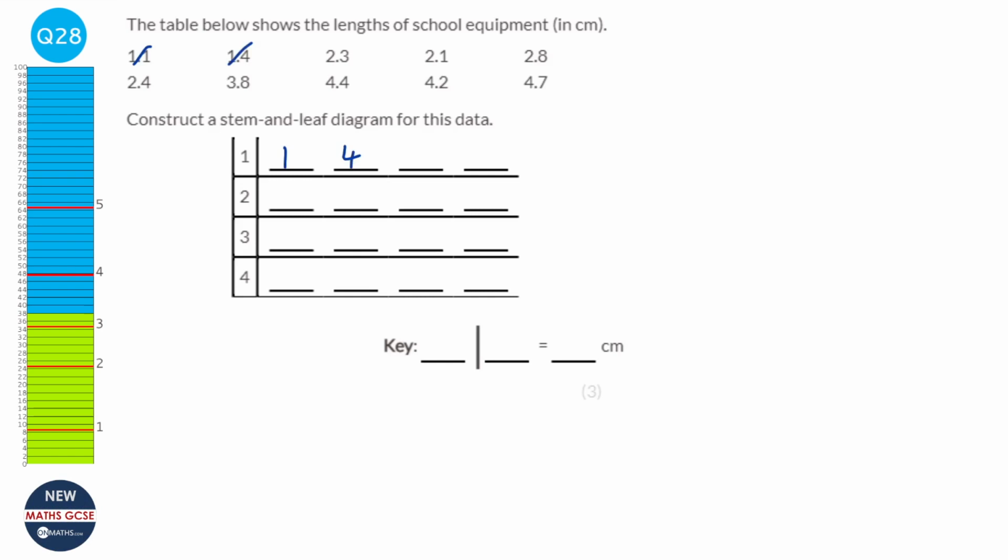Looking at the 2 points, we've got a 2.1, 2.3, 2.4, and 2.8. Looking at the 3s, we've got 3.8, and looking at 4s, we've got 4.2, 4.4, and 4.7. And so in our key here, we're just going to pick this number here. It doesn't actually matter which number we pick. And we say 1 line 1 means 1.1 centimetres.